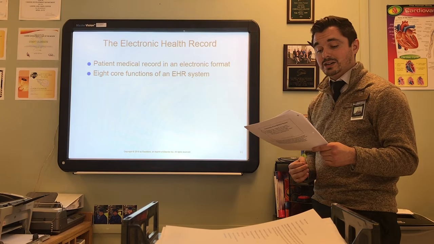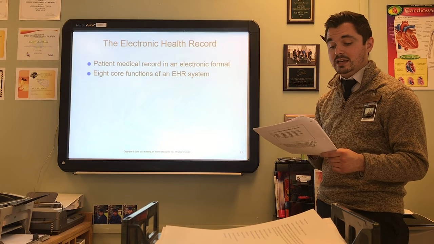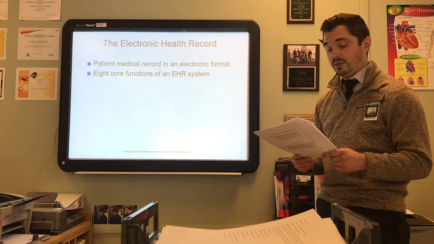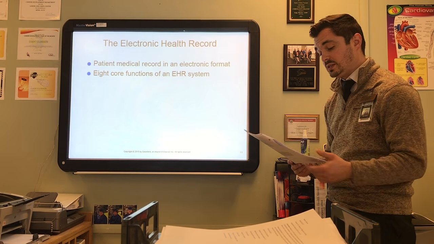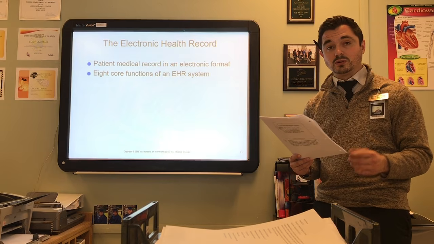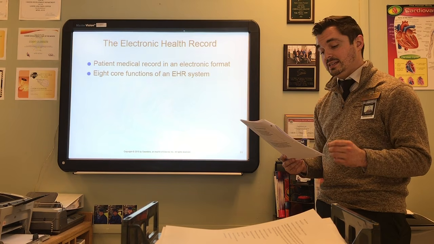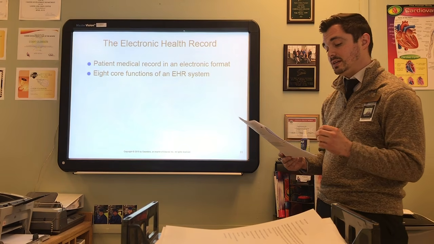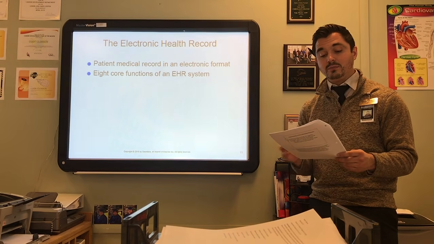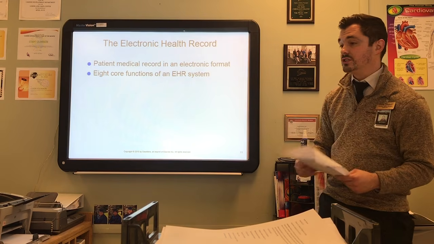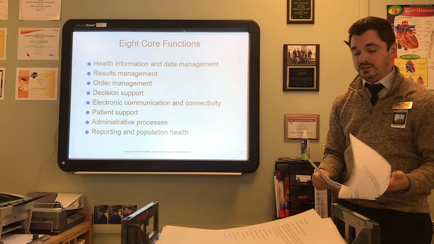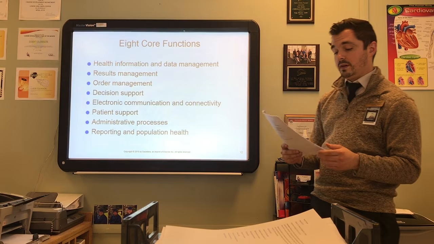So ideally, the EHR can exchange data freely with other computer systems, such as other healthcare providers, pharmacies, hospitals, laboratories, and insurance companies, creating one central electronic health record that is easily accessible to authorized parties, yet secure enough from those who don't have the right to see it. Okay? And there are 8 core functions of an EHR system. If you look on this slide, here they are, and we'll go over them a little bit more here.